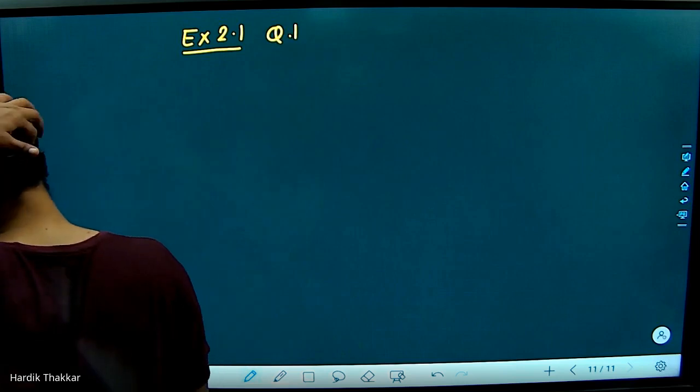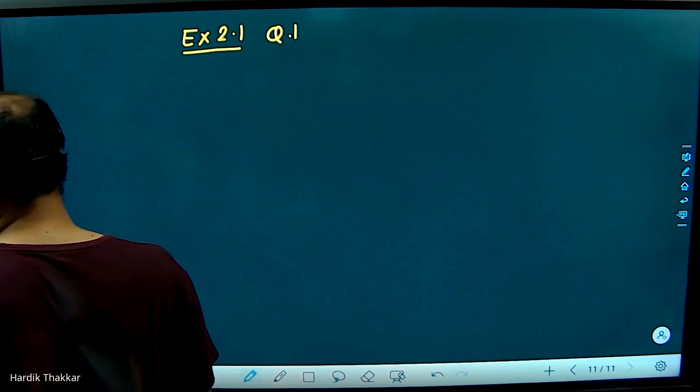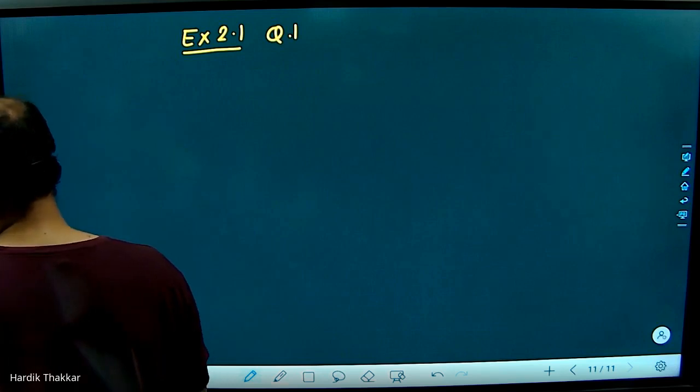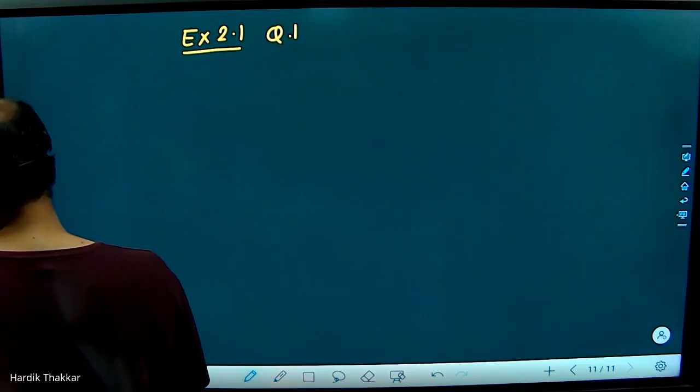Okay, for question number 1 to 5, what we have to do is check whether the given conclusions are correct or not. In place of A, B, C, D, can we assume values also? Yes, we can assume the values.